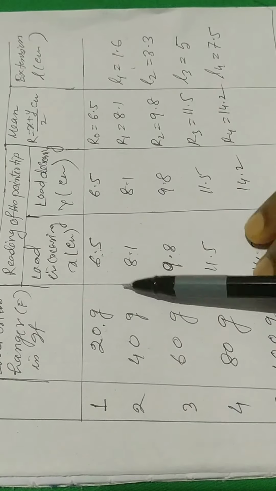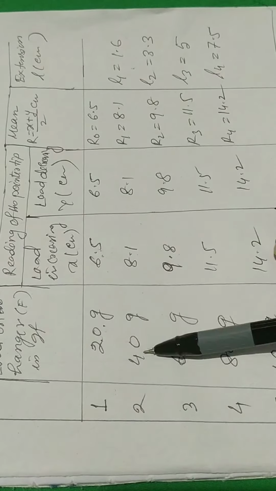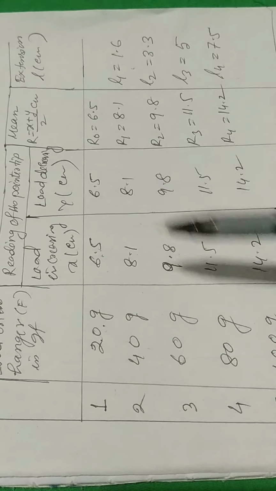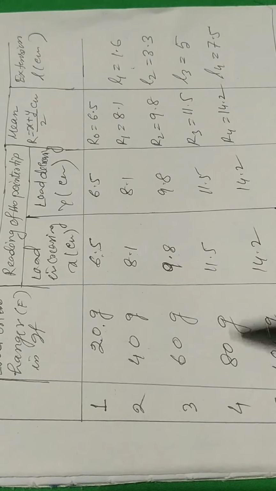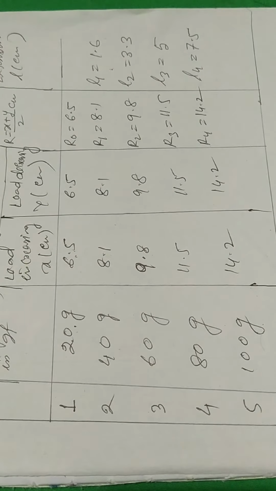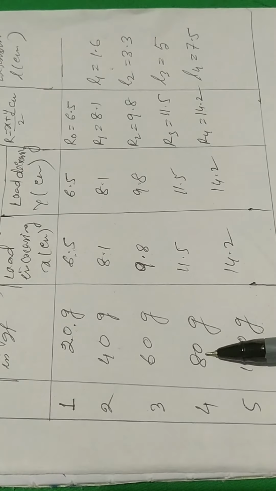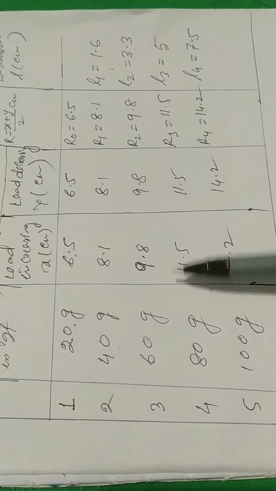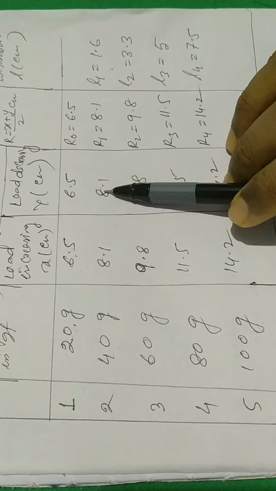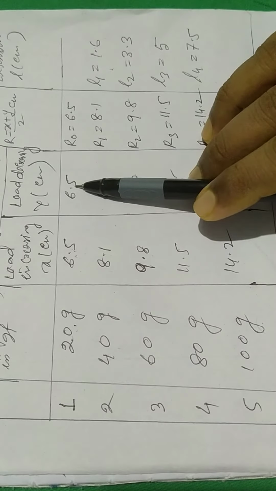20 gram load is attached, the extension is 6.5. 40 gram, extension is 8.1. 60 gram, 9.8. 80 gram, 11.5. 100 gram, 14.2. So this is in increasing order. When we decrease the load, 100 gram is 14.2. When we decrease by another 20 gram, it becomes 80 gram, so 11.5. Now 60 gram 9.8, 40 gram 8.1 and 20 gram is 6.5.